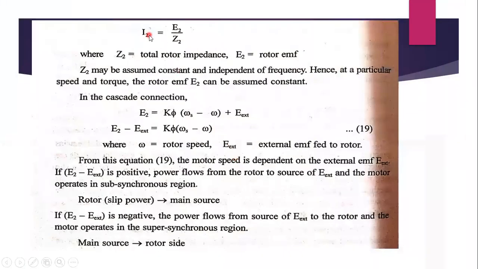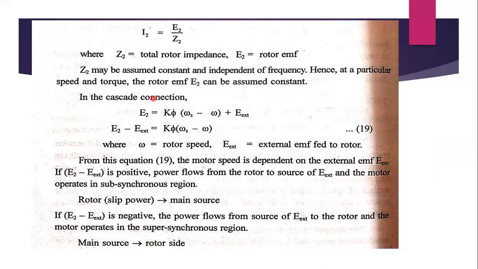Then I2 is equal to E2 divided by Z2. Current flow into the rotor circuit is I2 equal to E2 divided by Z2, where Z2 is the rotor impedance and E2 is called rotor EMF. So Z2 may be assumed to be constant, and independent of frequency. At a particular speed of the rotor, EMF E2 can be assumed to be constant.